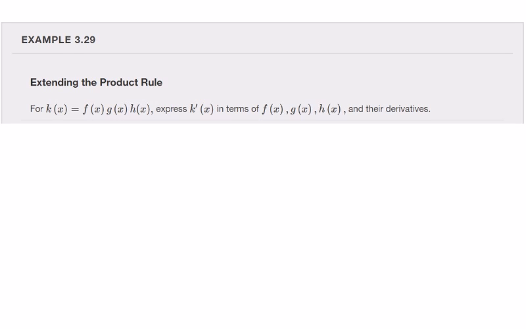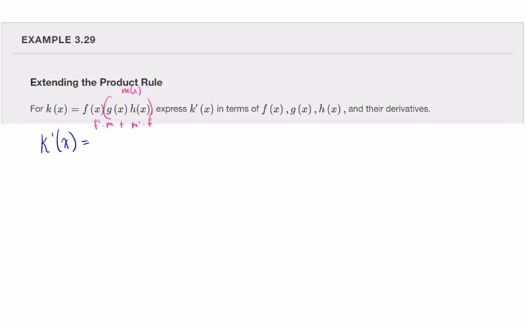All right, now let's see this one here where we're extending the product rule, where we have a product of 3 functions instead of just a product of 2. And so let's find k primed of x. All right, and so basically, let's think of this as, let's call it m of x, right? So if I have f of x times m of x, what I'm going to do is it's going to be f prime times m plus m prime times f, right?